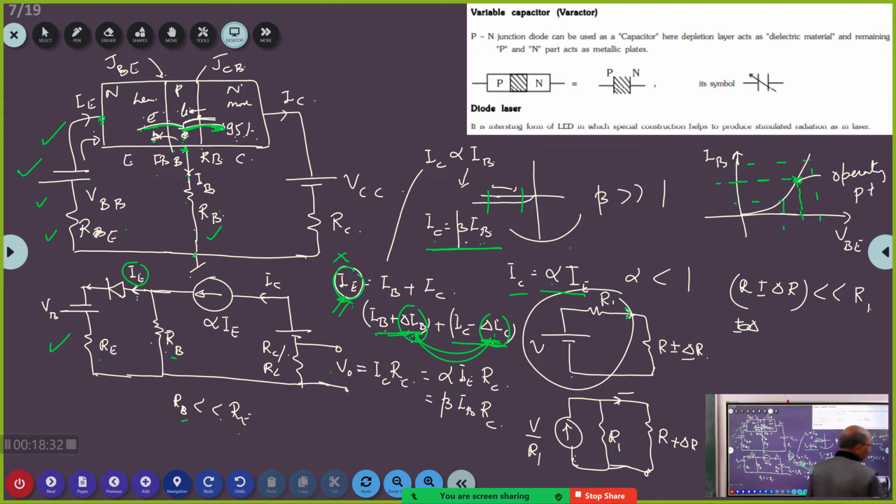Henceforth, you should get familiar with this. What I am trying to tell you is, initially you fix the operating point. Around the operating point, the signal is varying.